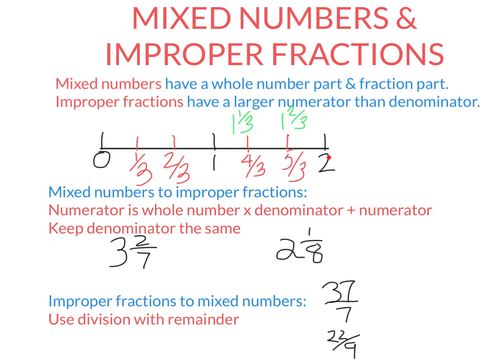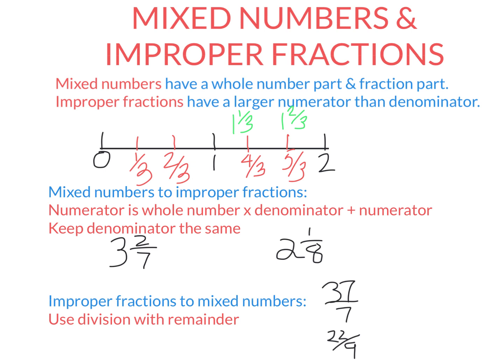So I've divided the number line here between 0 and 2 into thirds. So 1/3, 2/3, 3/3, 4/3, 5/3, and 2, and so on. But this number here is also 1 1/3. 1 1/3 and 4/3 are the same number. Similarly, 1 2/3 and 5/3 are exactly the same number.